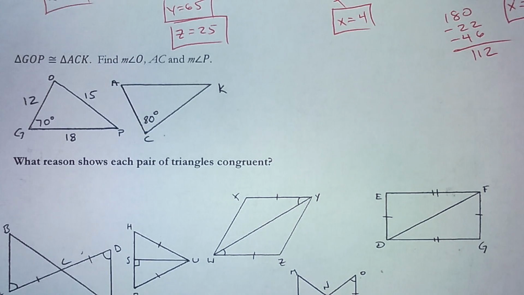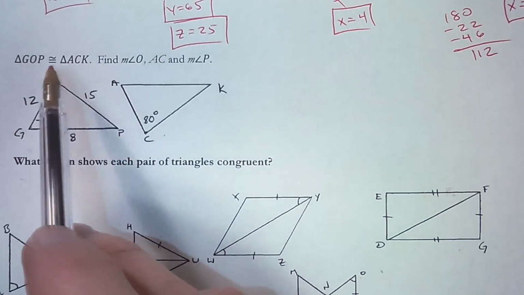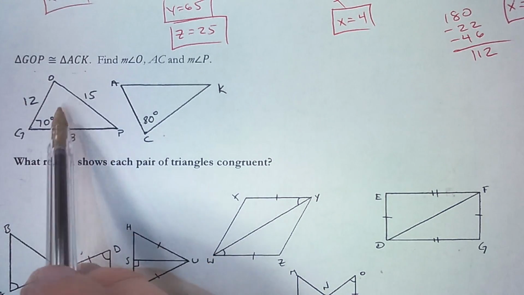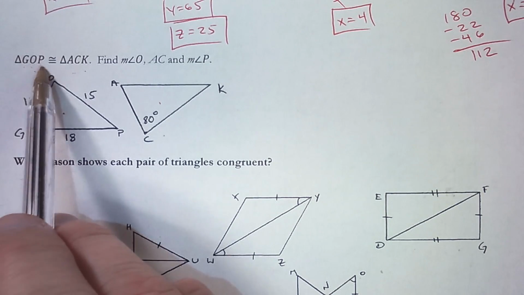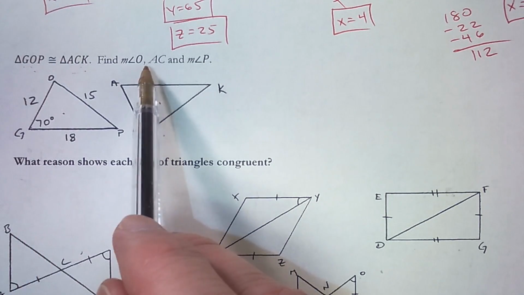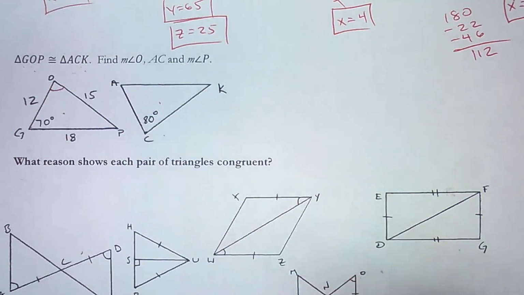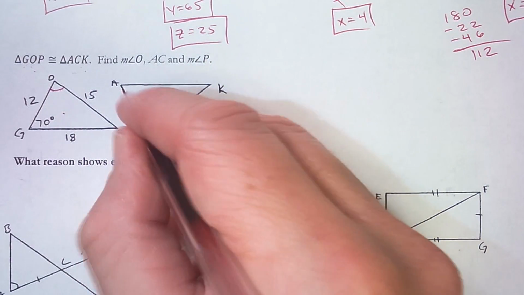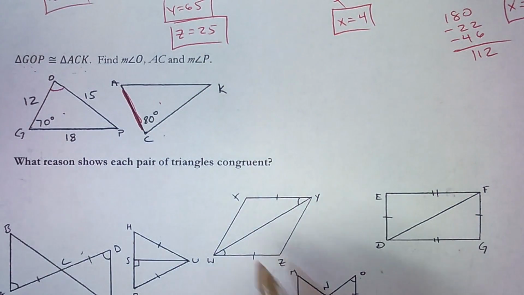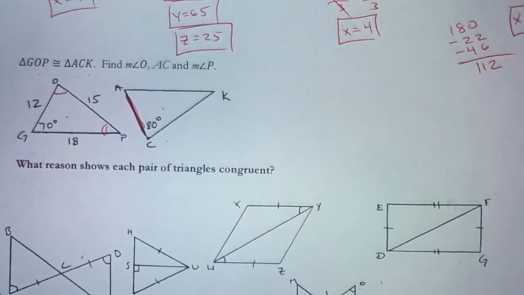Welcome back. We will now complete our triangle review by doing some congruent triangle work. So these two triangles are congruent, and their corresponding order is GOP and ACK. Find the measure of angle O, find the length of segment AC, and the measure of angle P.